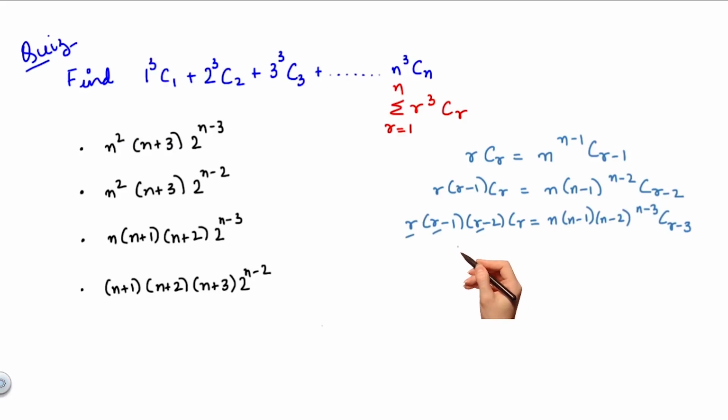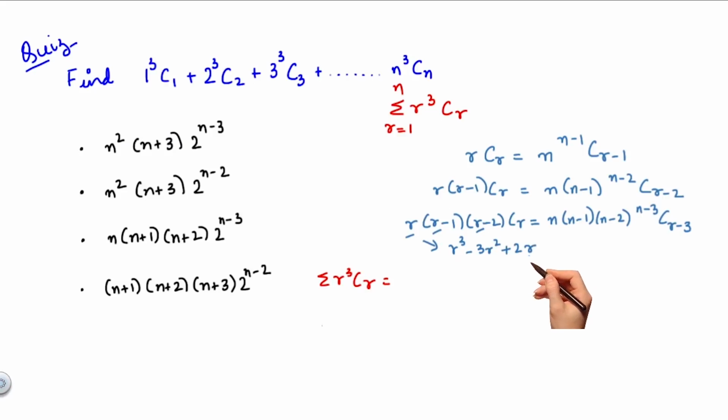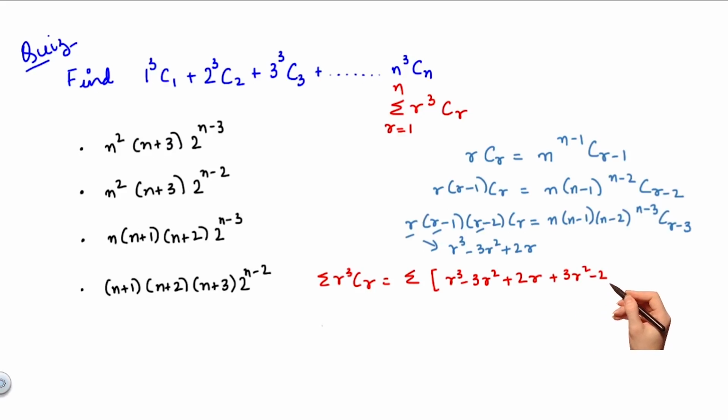Now, my objective is to change summation r cube nCr in terms of summation of r times (r-1) times (r-2) nCr. For this, I can first open this term (r-1)(r-2). Here I get r cube minus 3r square plus 2r. So simply, if I add and subtract minus 3r square plus 2r from r cube, I can reach r times (r-1) times (r-2).